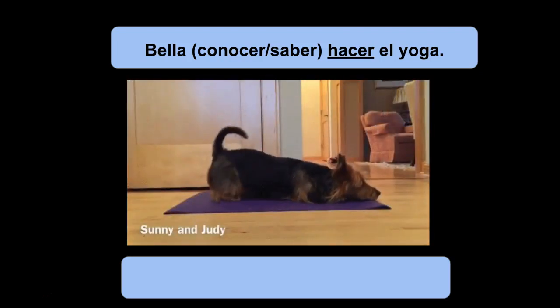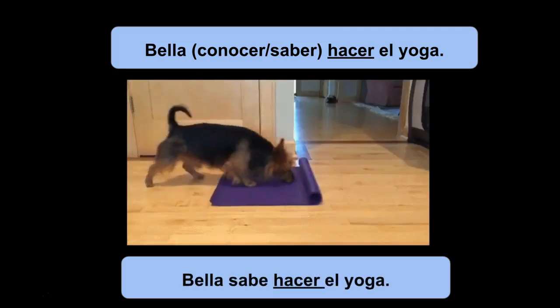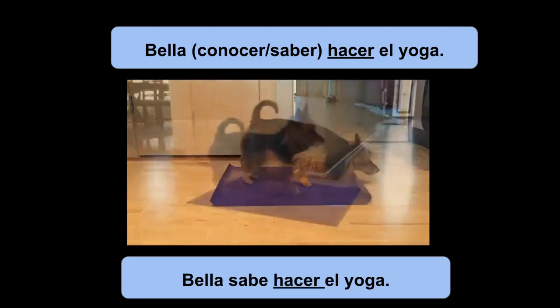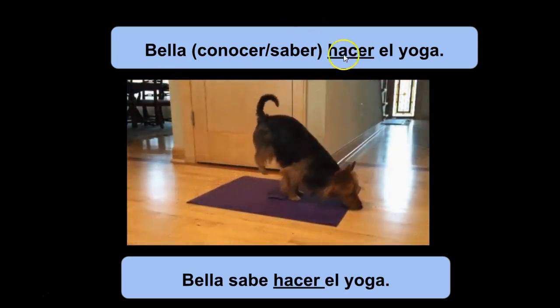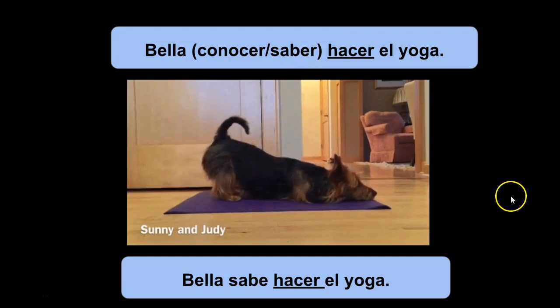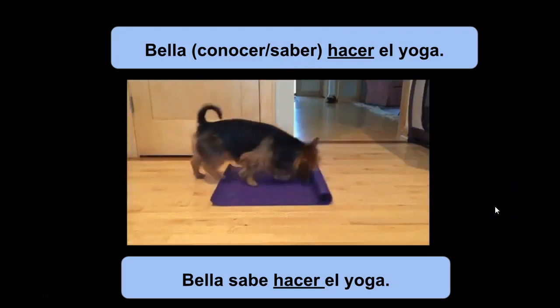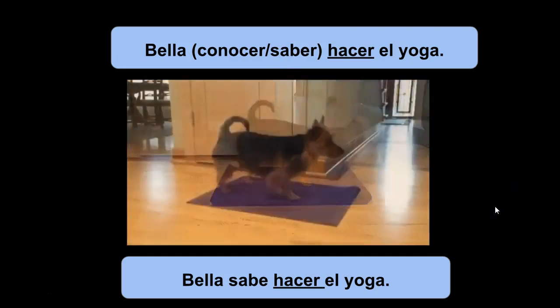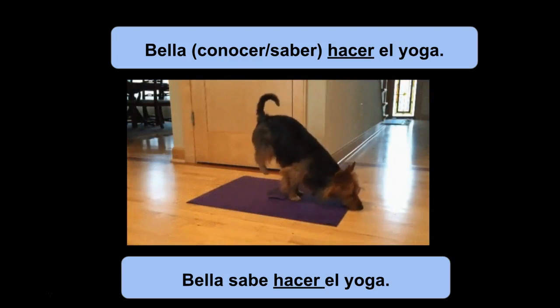Bea blank hacer el yoga. Bea sabe hacer el yoga. So, like I said before, I underlined it for you. This is an infinitive. So automatically, if you see an infinitive, you don't even have to think about it. You're going to choose saber. So that kind of eliminates some confusion sometimes. It all depends. Spanish can be difícil.